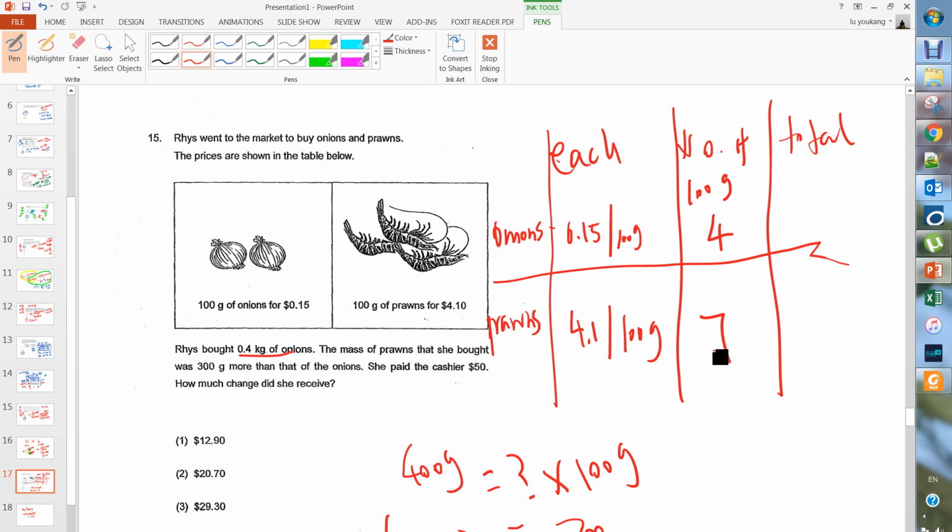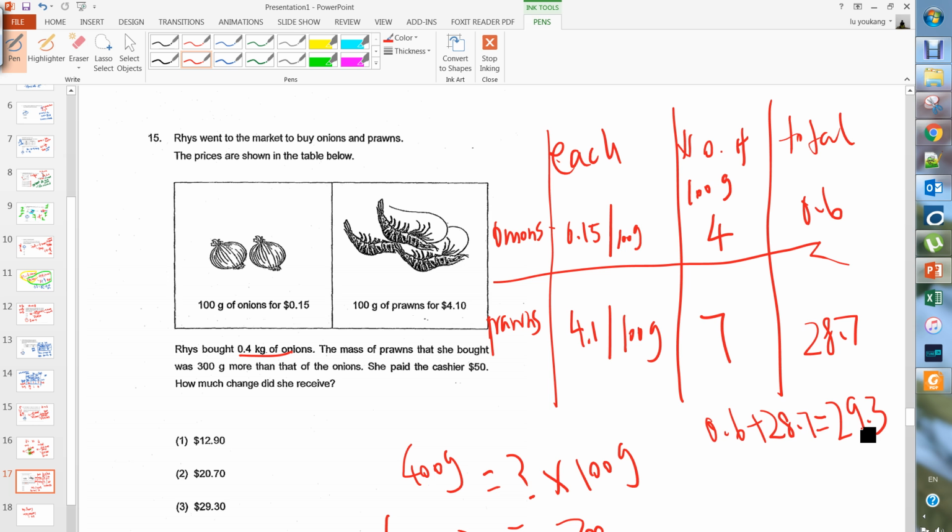0.1. What's the operation? 0.5 times 4. Answer? 0.6. Down here, 4.1 times 7, 28.7. Then what's the total amount? What's the operation? 0.6 plus 28.7. What's the answer? 29.3.